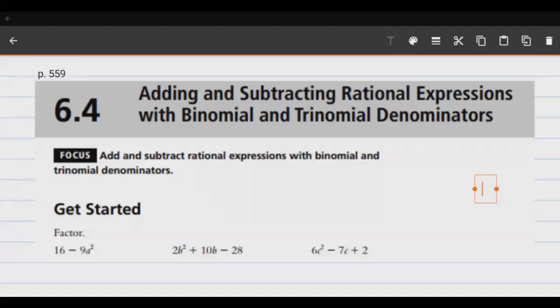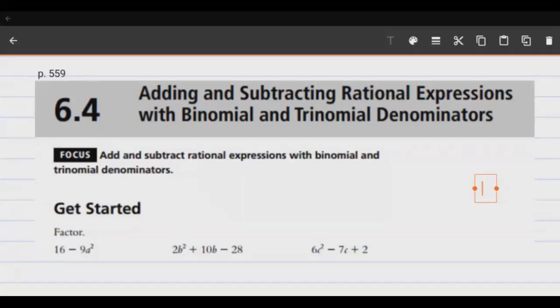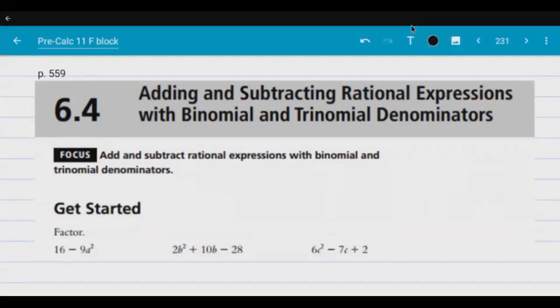So I am now doing 6.4, and I will be splitting it up into a few videos. So I will begin with the first one. I will do get started, construct understanding, and check your understanding number one. Okay, so here we go.